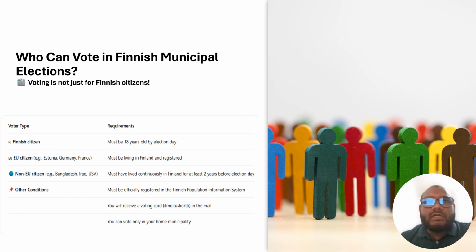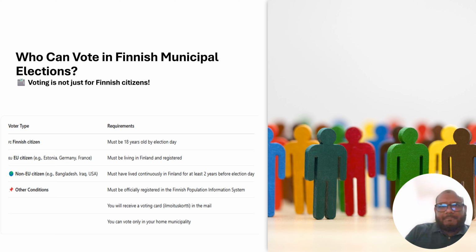Well, we were discussing who can vote in Finnish municipal elections. Voter type: Finnish citizens over 18 years can participate in voting, and of course as candidates. EU citizens, like from Estonia, Germany, France, who are living in Finland as registered residents. And non-EU citizens, like from Bangladesh, Iraq, USA, must have lived continuously in Finland for at least 2 years before election day.